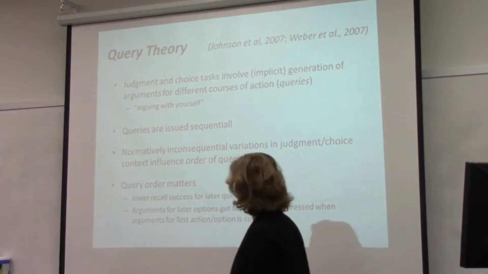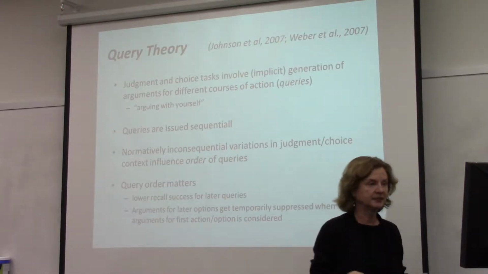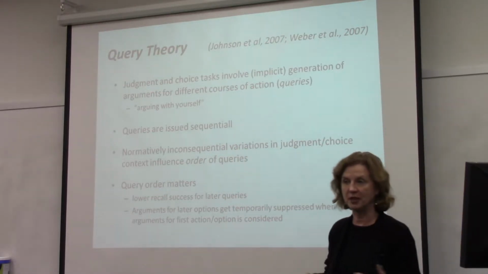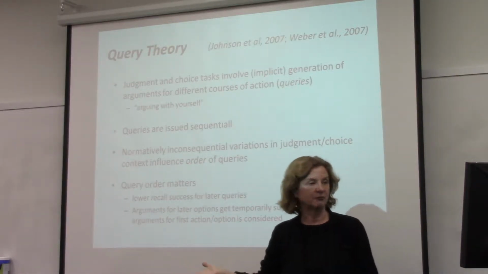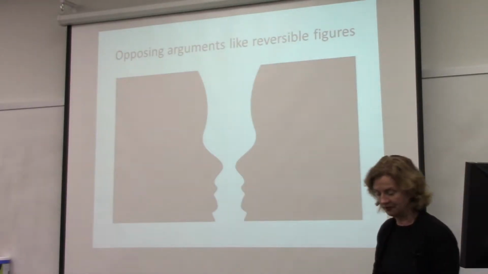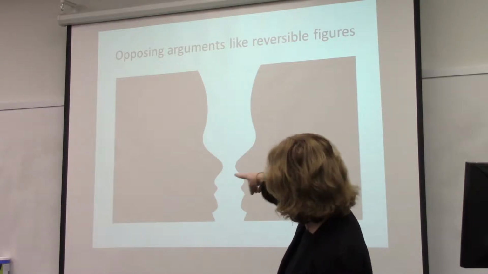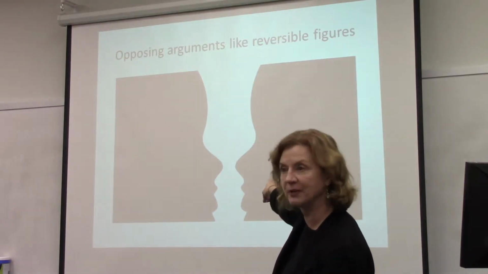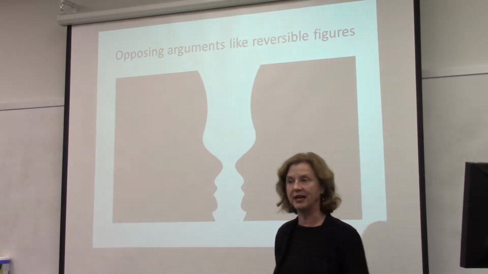So far, it sounds actually pretty reasonable and pretty normative. But because of bounded rationality, these queries, what's good about option A, what's good about option B, are assumed to be issued sequentially. And that's a little bit like these reversible figures that you have seen. You can see the two children looking at each other if the black is the foreground, or you can see the candlestick if the white is the foreground.